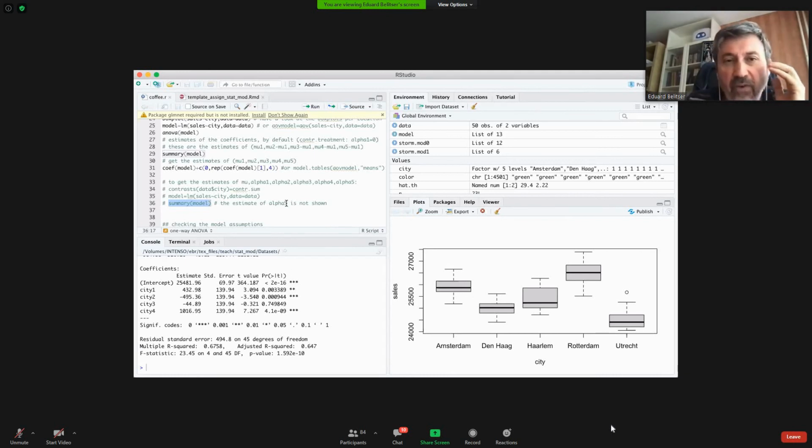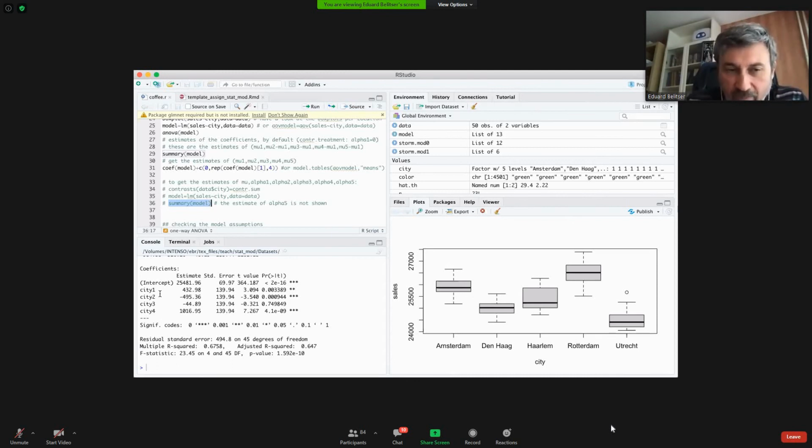Estimate of alpha 5 is not shown. Okay, and now we get mu, alpha 1, alpha 2, alpha 3, alpha 4 in the parameterization where the sum of alphas is equal to 0. Okay, this is another parameterization. And why is alpha 5 not shown?